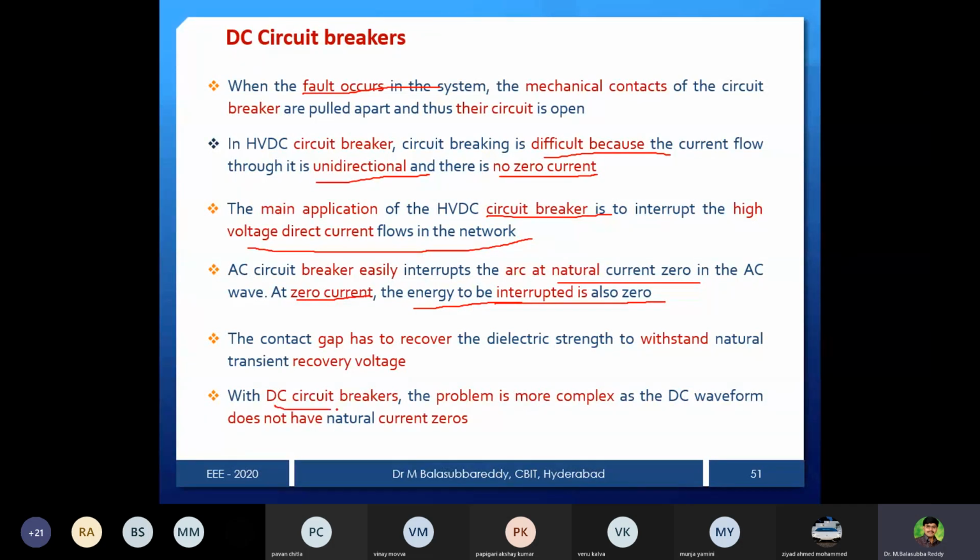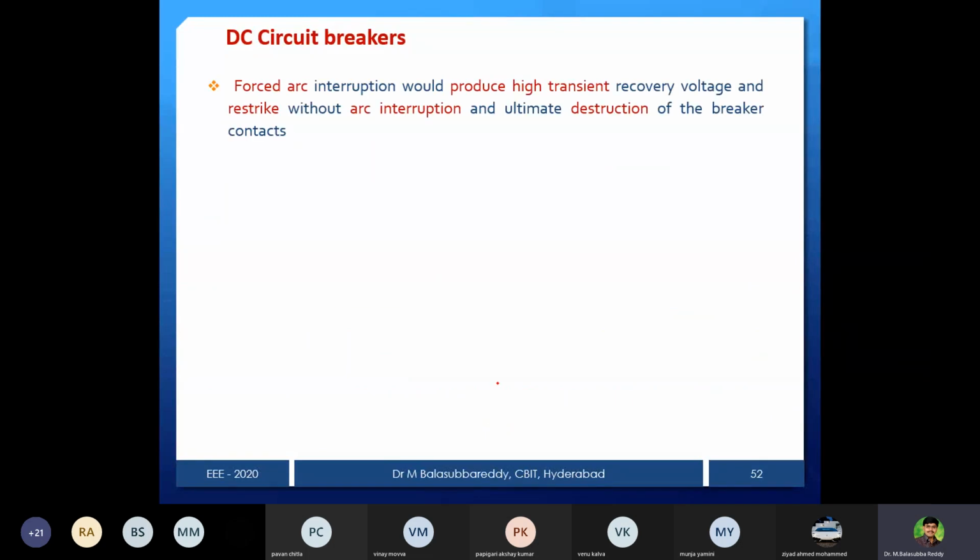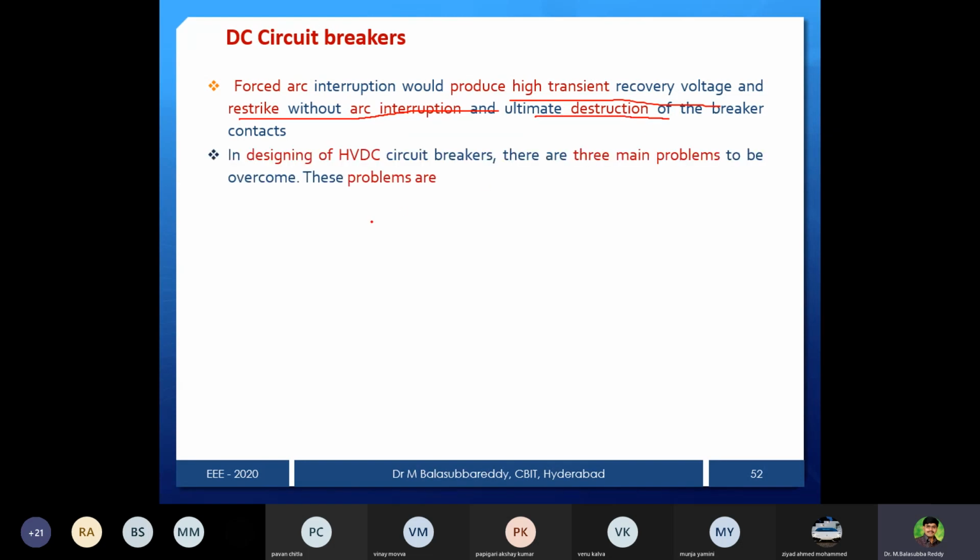With DC circuit breakers, the problem is more complex, as the DC wave does not have a natural current zero. So that is what we are telling repeatedly: the current never goes to natural zero. So forced arc interruption would produce a high transient recovery voltage and restrike without arc interruption, and ultimately destruction of the breaker contact. So that is also a problem.